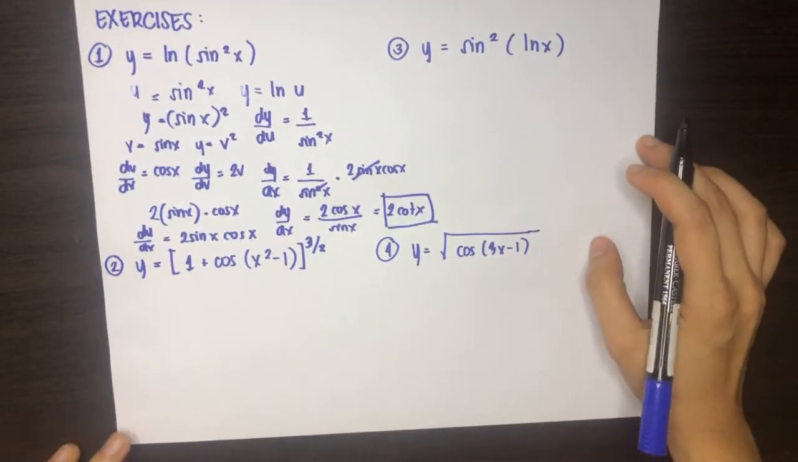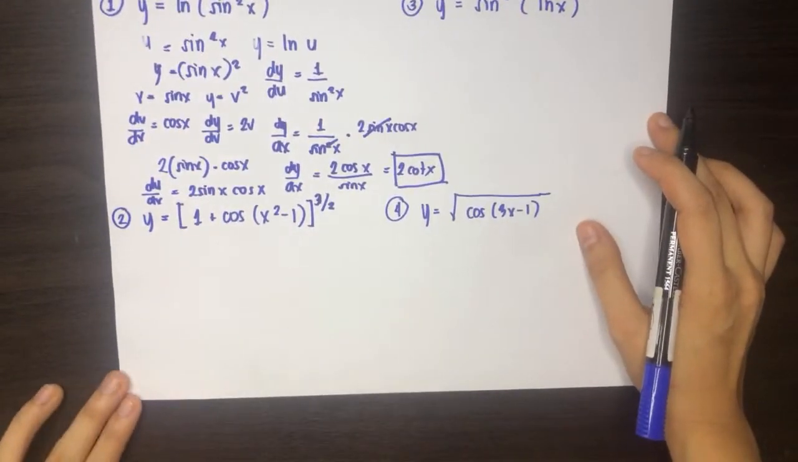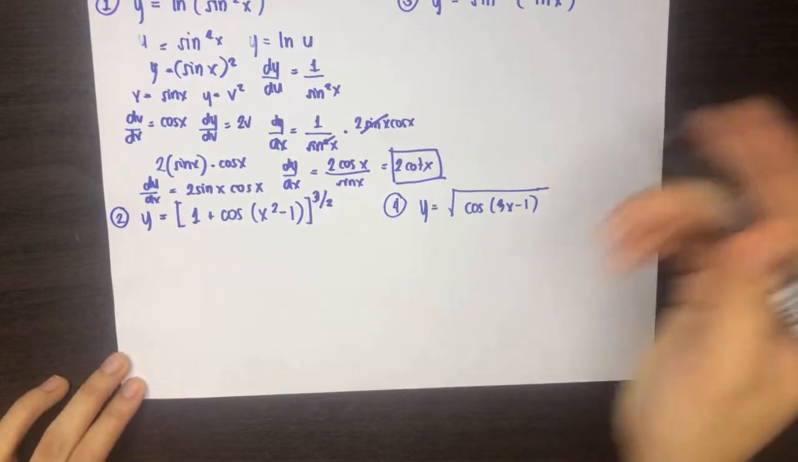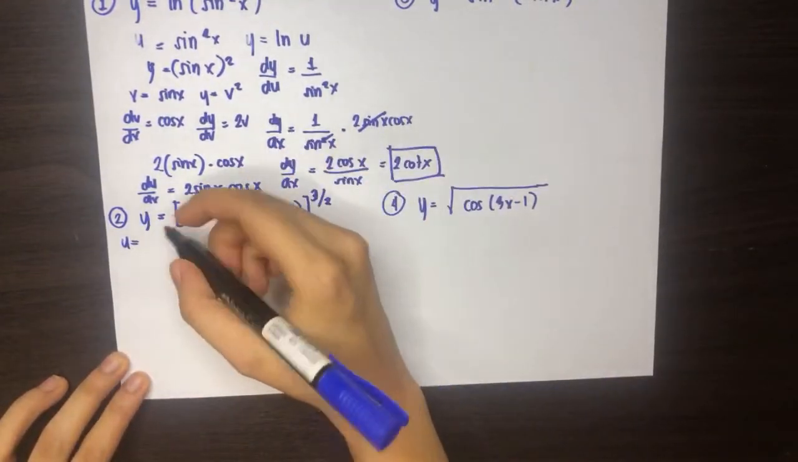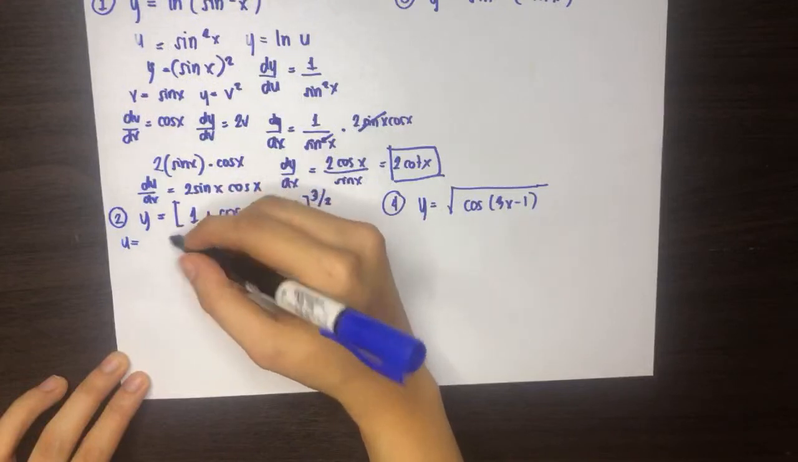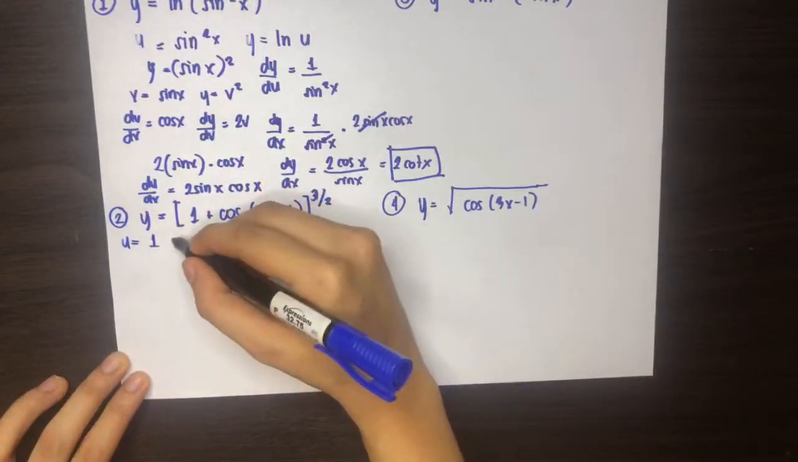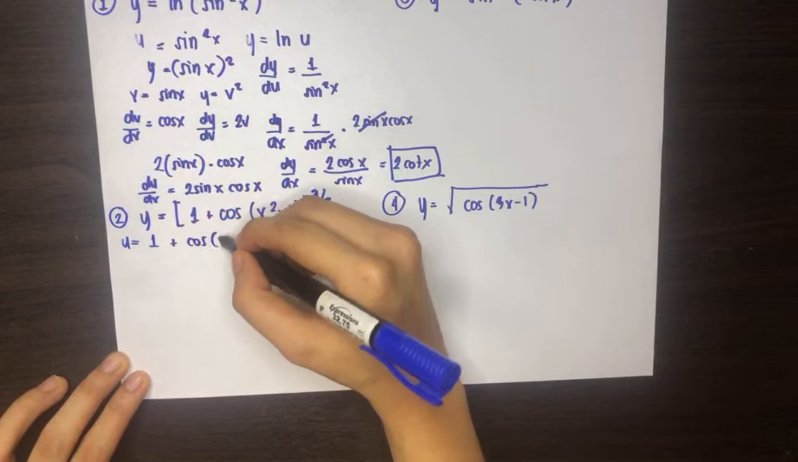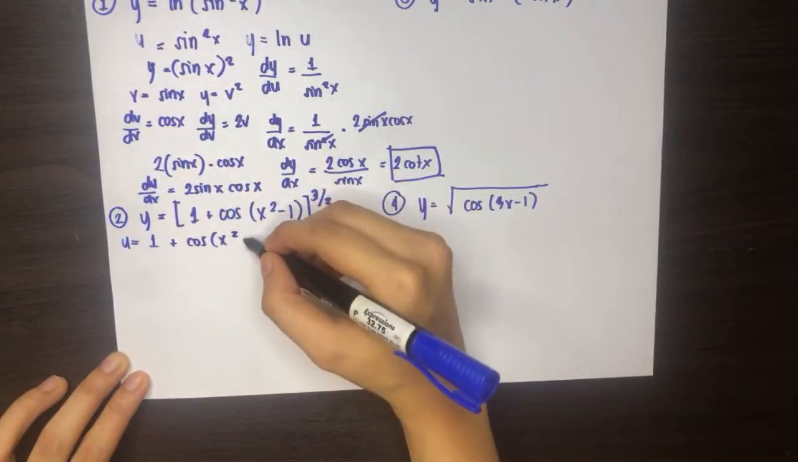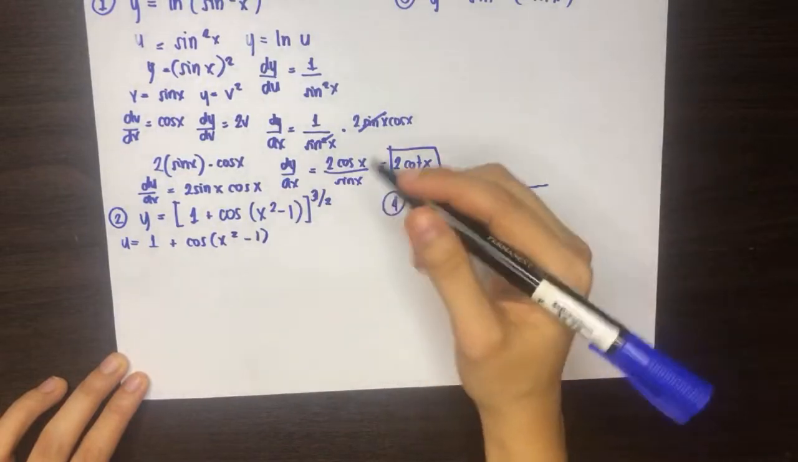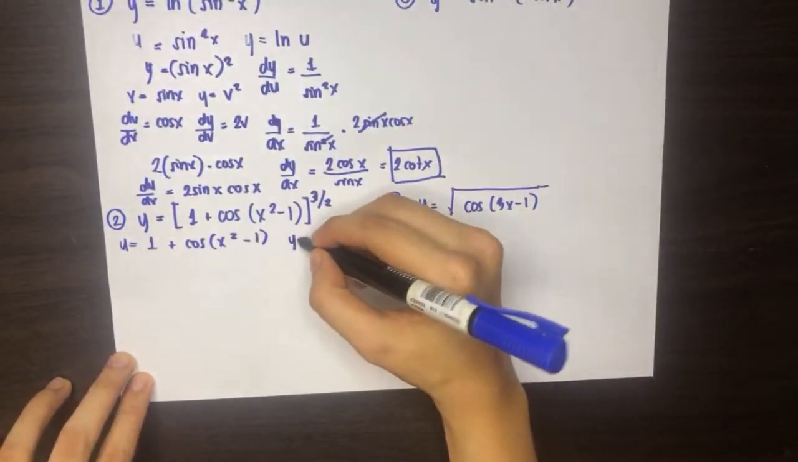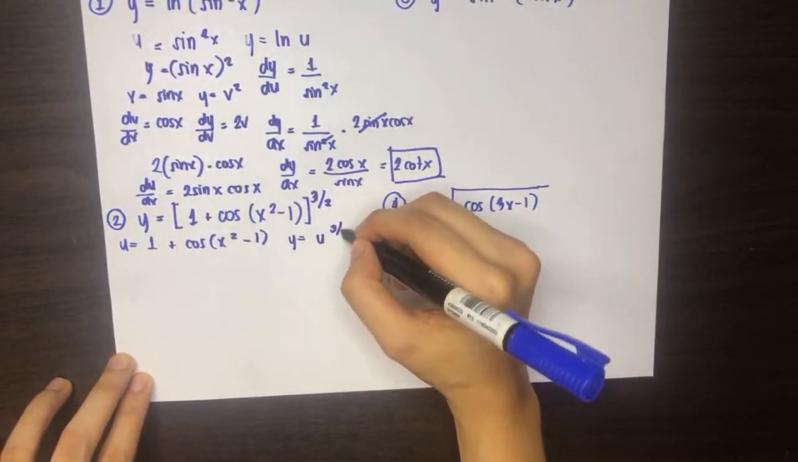And then, for number 2, I will let u equal to 1 plus cosine x squared minus 1. So, my y is u raised to 3 over 2.